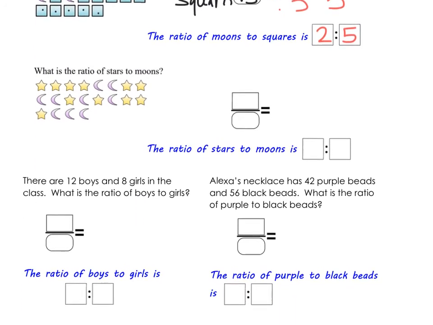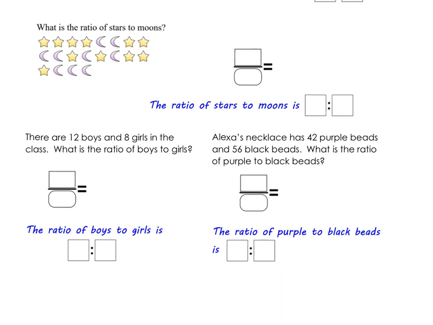Okay? All right, let's look at another problem here. Again, we're going to ask, what is the ratio this time of stars to moons? So I'm going to do my labeling first. Remember, we're going to put stars to moons. And I'm going to count the number of stars first. So we have 1, 2, 3, 4, 5, 6, 7, 8, 9, 10, 11, 12.